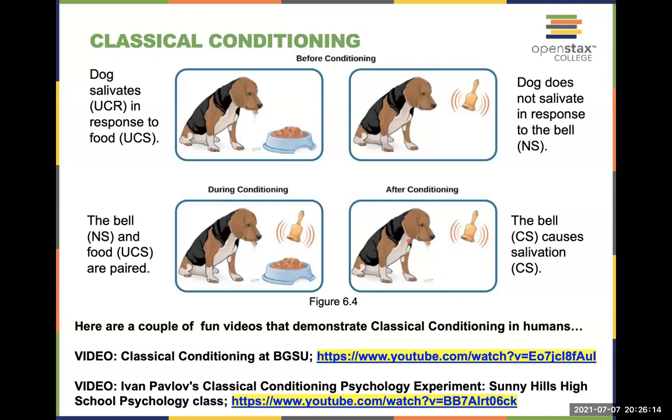So what happens? He begins to salivate. So now the bell is no longer a neutral stimulus. The bell is now a conditioned stimulus. In other words, it's a learned stimulus, which causes a conditioned response. This is a typo. This should be CR here. Sorry, I just now caught that. So the conditioned stimulus causes this conditioned response, which is the learned behavior, right?